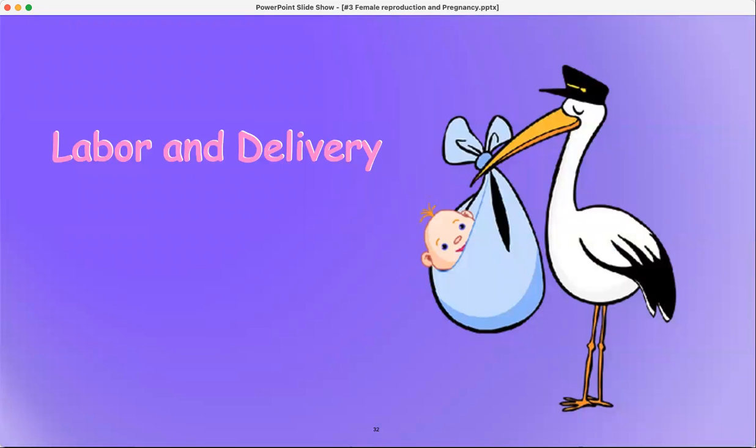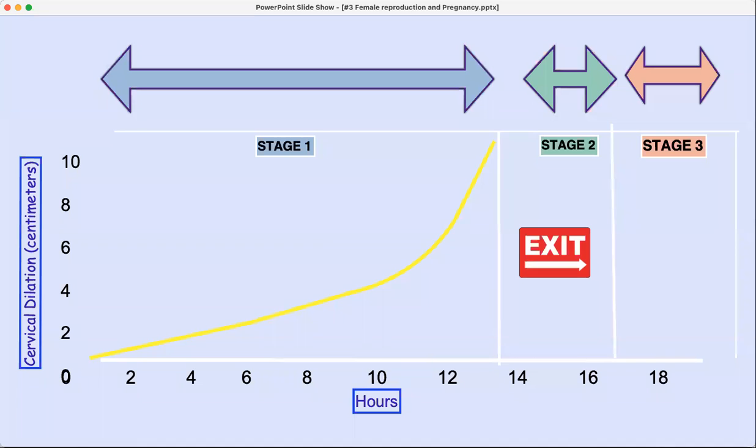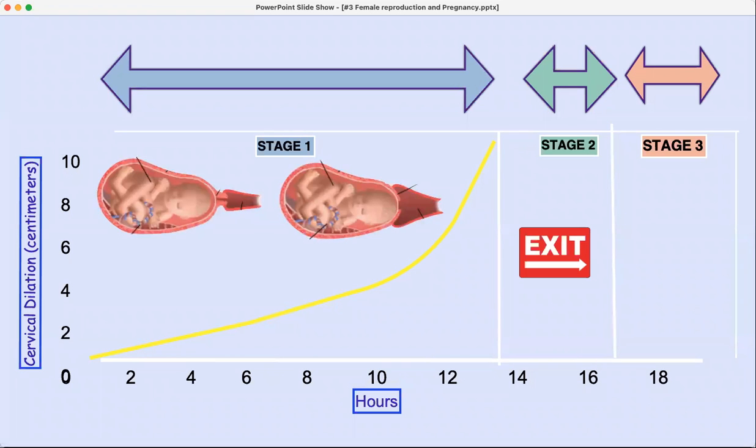So let's cover just a few little things about labor and delivery. Stage 1 can last a long time, especially if you're hurting. Stage 2 is when the baby is delivered, and stage 3, it's not quite as long, maybe 30 minutes to an hour, is delivery of the placenta. So here's stage 1, the cervical dilation. Stage 2, the baby's being born, and stage 3, the placenta is being delivered.